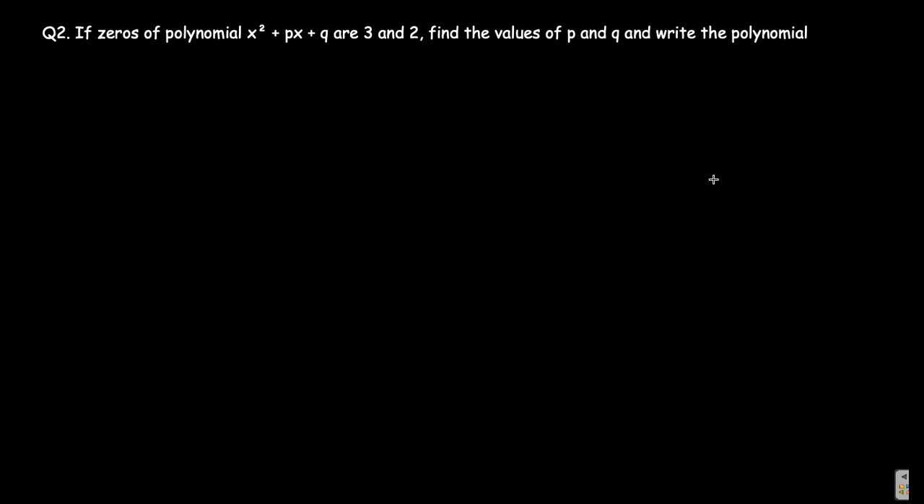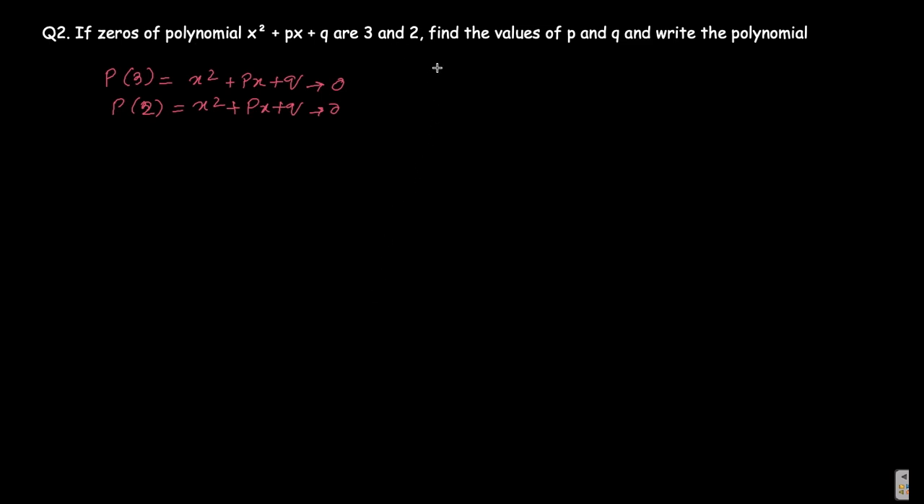If the zeros of the polynomial x square plus px plus q are 3 and 2, find the values of p and q, and write the polynomial. Simple question. If the zeros of the polynomial are 3 and 2, then if we put x equal to 3, x square plus px plus q becomes 0, and if we put x equal to 2, then also x square plus px plus q becomes 0. This is the meaning of the first line.